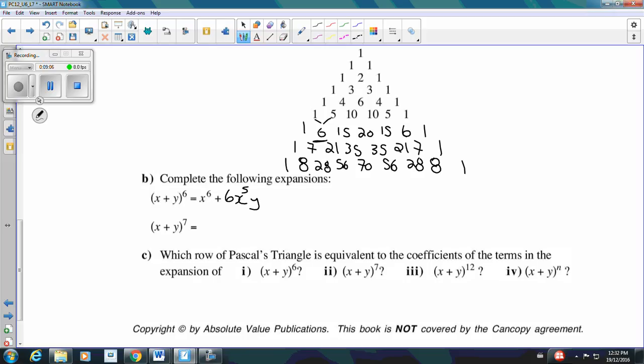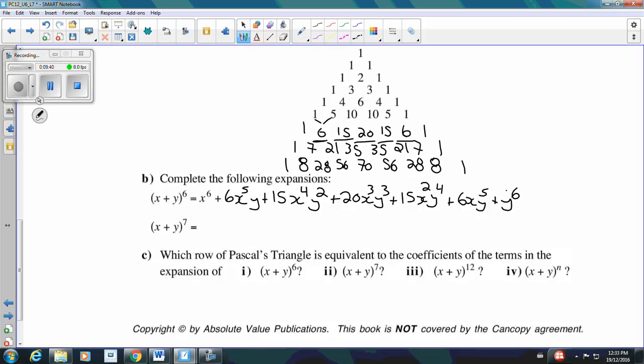So my first term is going to be x to the 5 times y, plus my next number is 15. X is going to decrease, y increases, noting our exponents still add up to 6. Next number is 20. X goes down, y goes up. Next number is again 15. X goes down, y goes up. Now we're back to 6. And lastly, we have 1, y to the 6.